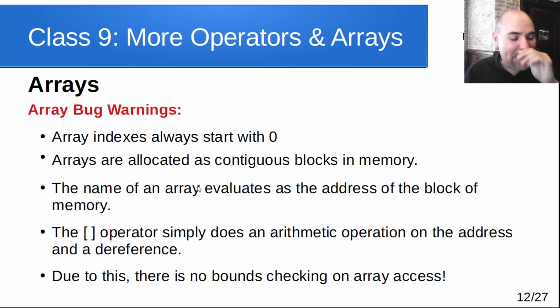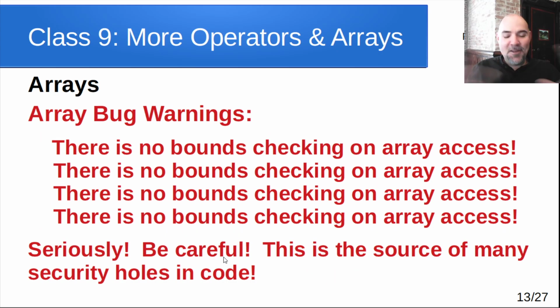If you imagine that you're on some bridge and you're walking along, and then you get an instruction that says, hey, take one more step off the end of the bridge. C is like, sure, let's do that. Let's walk off the end of the bridge. And one other warning here is there is no bounds checking on array access. And this is so important that I thought it necessary to really emphasize this.